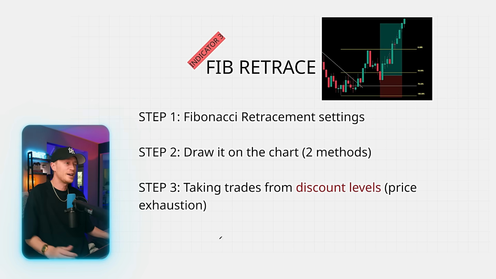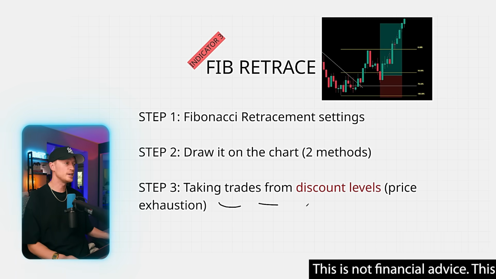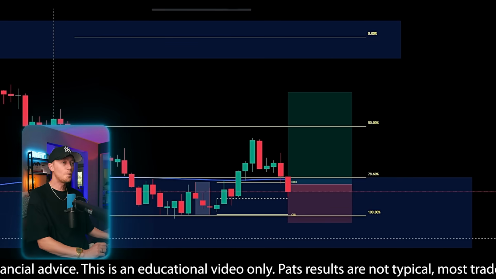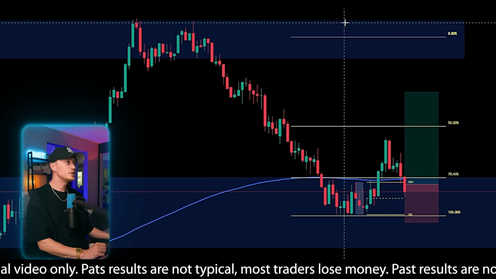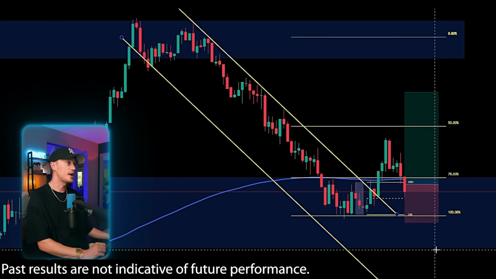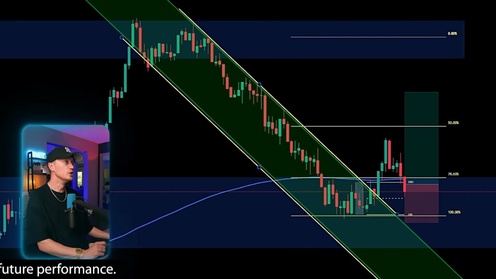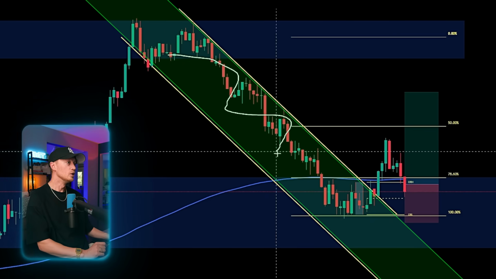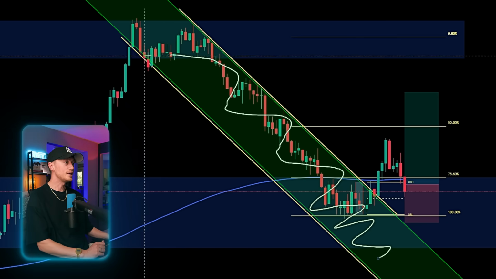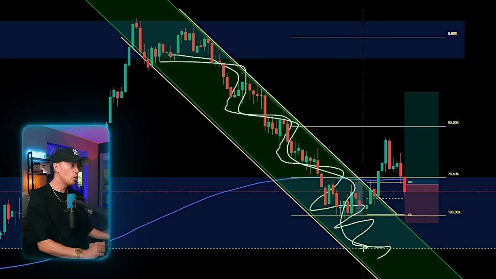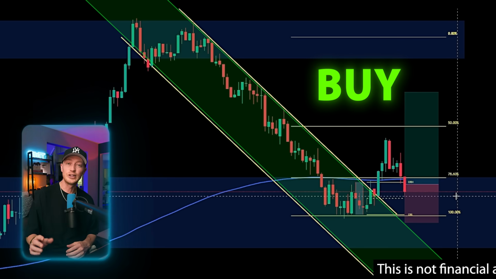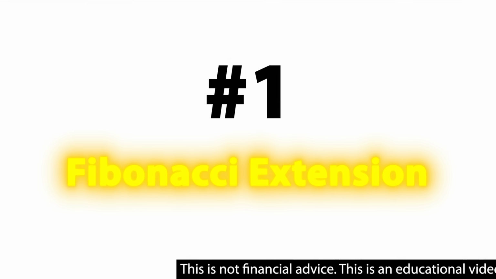And the third step I kind of already explained, it's taking trades from those discount levels. We want price exhaustion. So basically all that means is you can see price has been pulling back significantly right here. That price is exhausted. Do we really want to sell when price has already pushed down this far? No, not really. Price has come all the way down. Now price is exhausted. We want to buy. Now it's time for that last indicator, indicator number one, the Fibonacci extension.